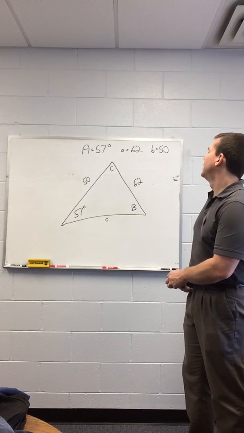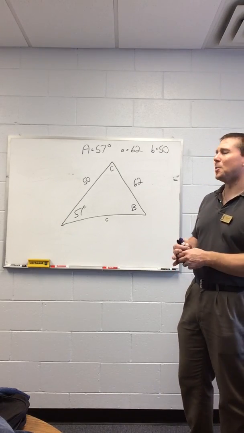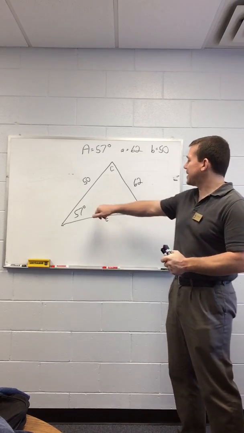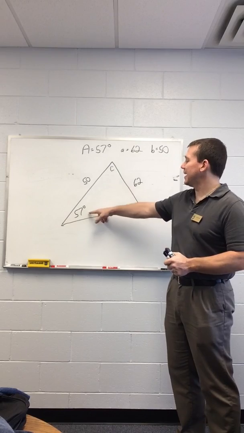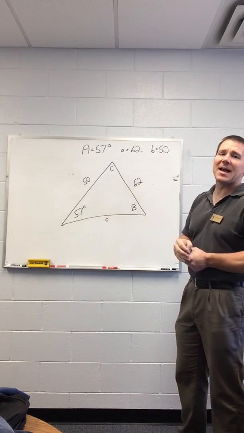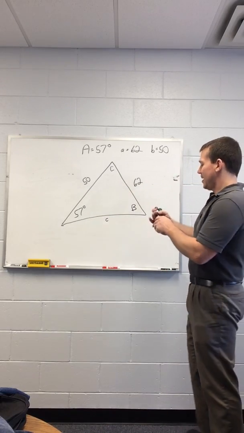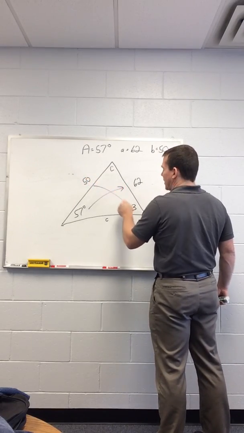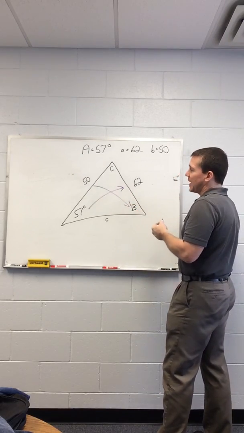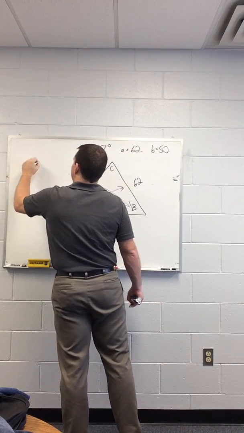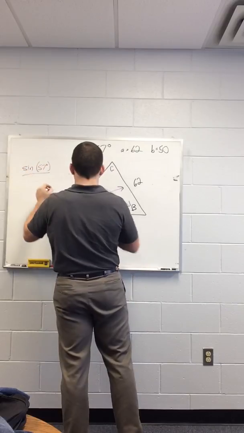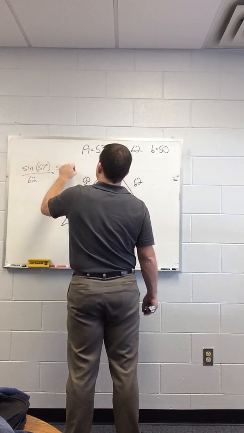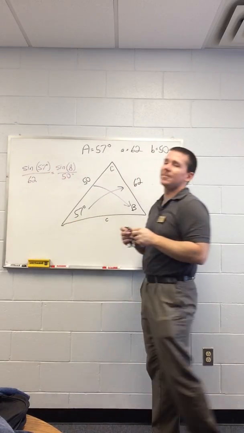In order for the law of sines to work, I need at least one ratio of an angle to its side. And in this case, I have that for A: this angle, angle A, to side A. As long as I have that, I can make the law of sines work. So I have this side, and I'm going to start by finding that angle. Set up my ratio: sine of 57 degrees over 62 equals sine of B over 50.